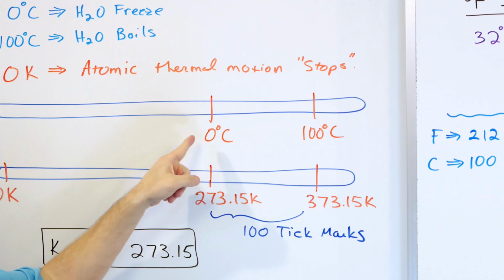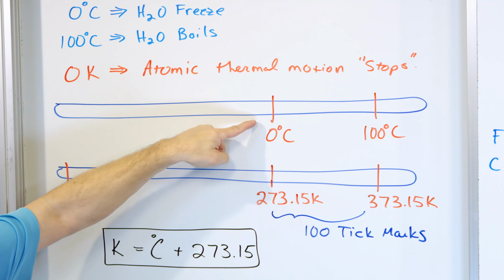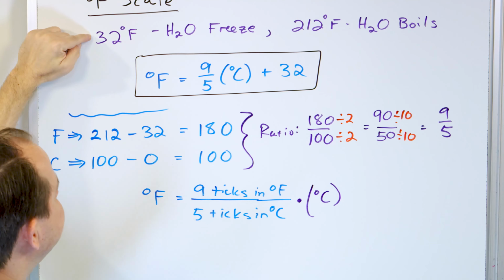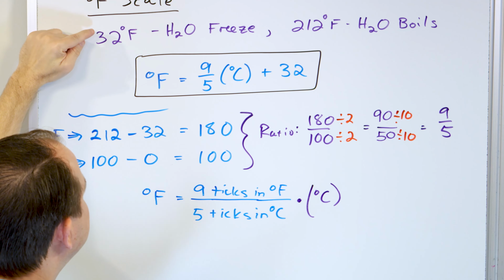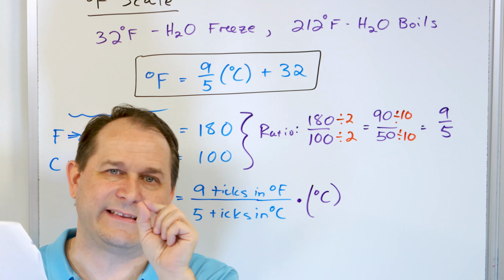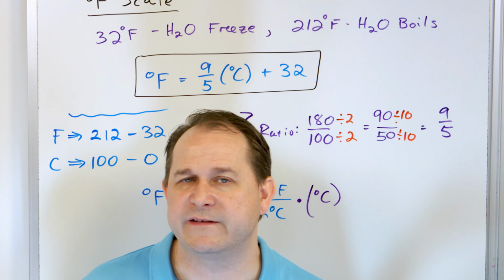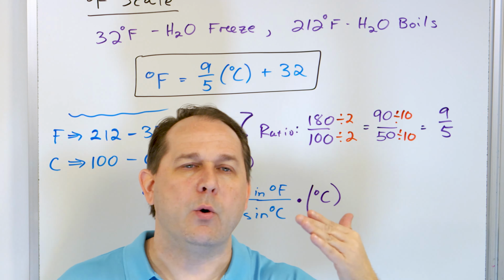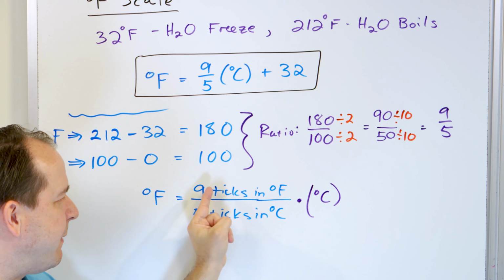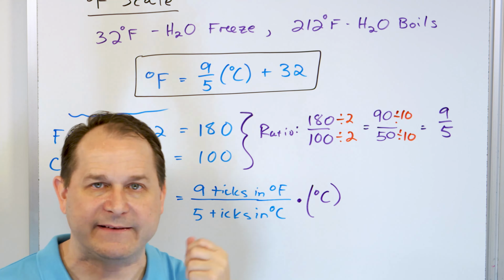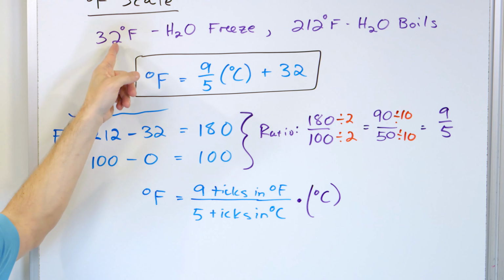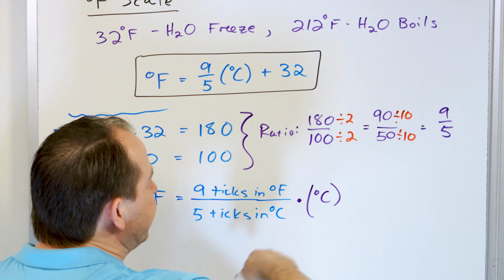The 0 points of these scales are different, because 0 Celsius is the freezing point of water, but 0 Fahrenheit is not the freezing point of water. 32 Fahrenheit is the freezing point of water. So not only do we have to adjust for the fact that the tick mark sizes are totally different in these scales, but once we get the amount of degrees in Fahrenheit by multiplying by 9 and dividing by 5, that's going to get us into the Fahrenheit scale. But then we have to add 32 degrees to it because the freezing point of water is at 32 degrees. We have to shift it up, in other words.